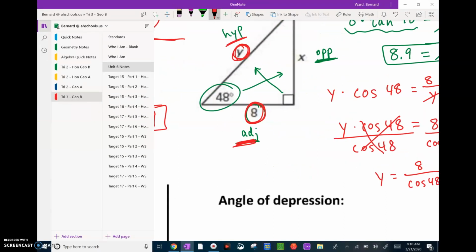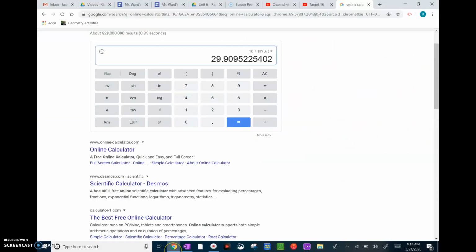Real quick, I'm going to pull up the calculator one more time. Just a reminder, you have to be in degree mode, DEG, degree. We don't want radian. If you're in radian, it's going to give you different numbers. It's just a different unit, but it won't make much sense. Gotta be in degree mode. So check your calculator, DEG.